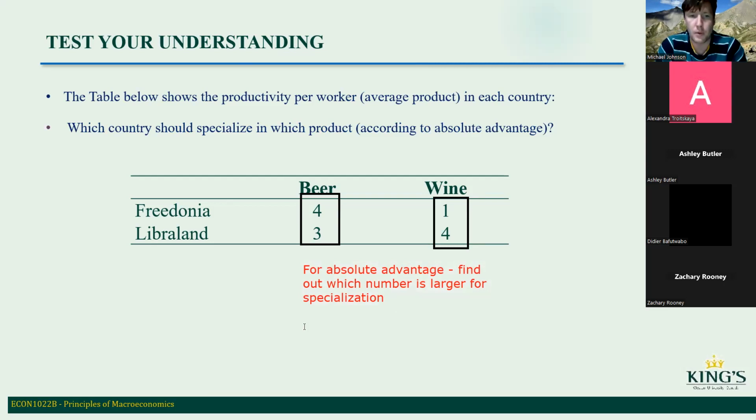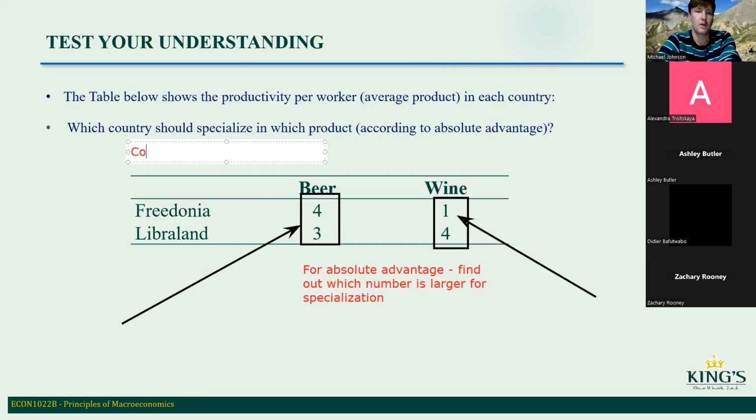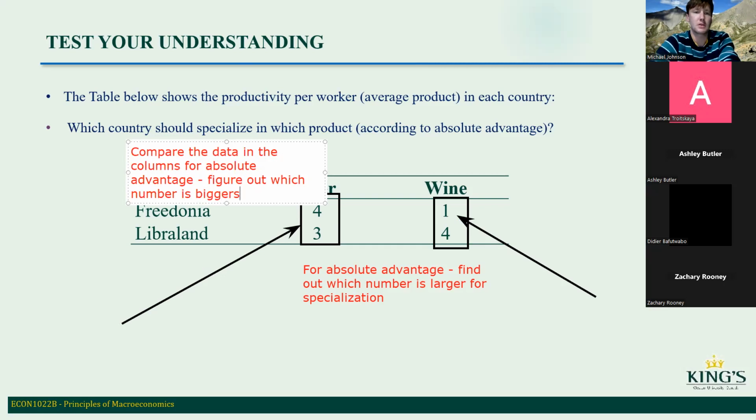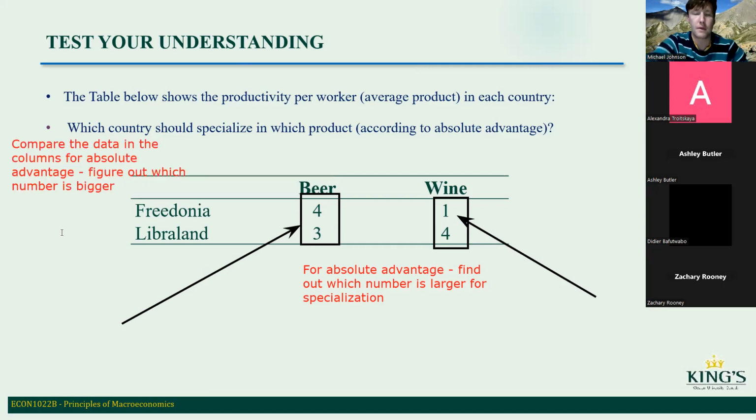Yeah, so good points, Alexandra. So for absolute advantage, we look at the columns. Compare the data in the columns for absolute advantage, and then figure out which number is bigger. So that's pretty much all we do for absolute advantage. So whatever number is bigger here.